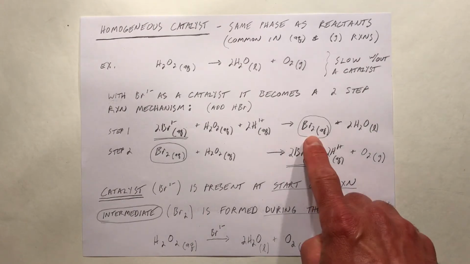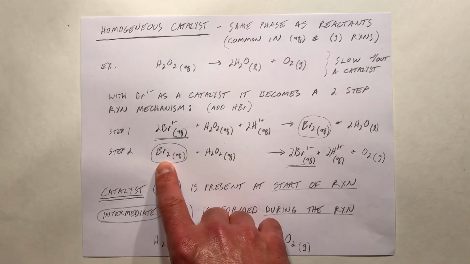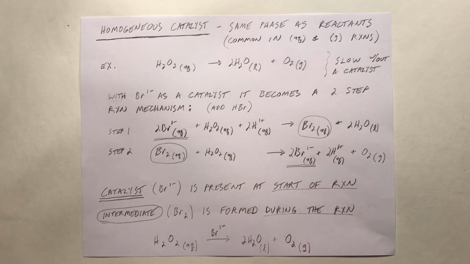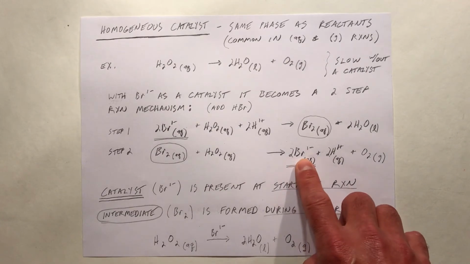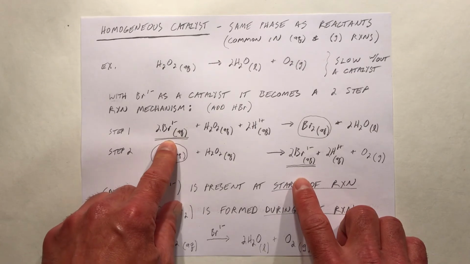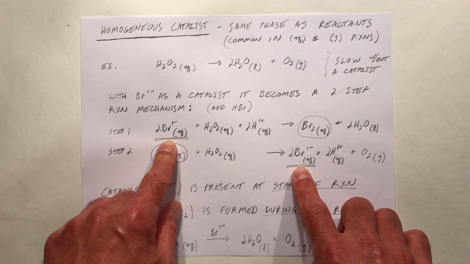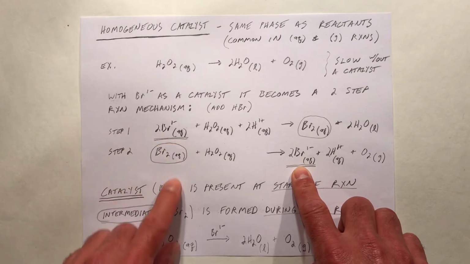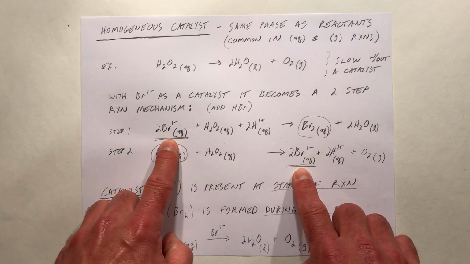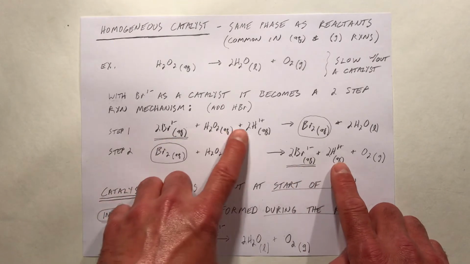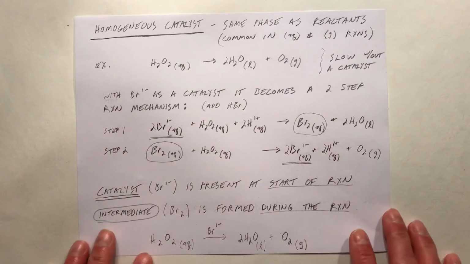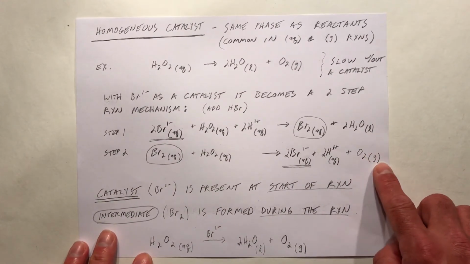The second step is that the Br2, the diatomic bromine molecule, reacts with another hydrogen peroxide, H2O2, and forms two Br1-. Well, hey, there it is. That's the catalyst that we started with, and here it is produced at the end. So while it did take part in the reaction forming this intermediate, the intermediate broke apart again and reformed the catalyst. The hydrogen ions are here as spectators. And in the second step, we also produce some O2 gas.